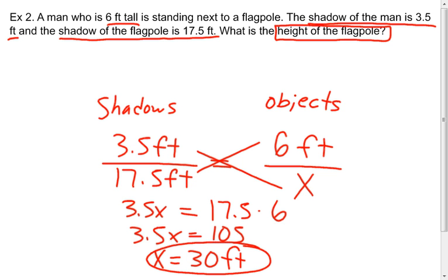Now, I'd never be able to use a tape measure or a ruler in order to figure out that a flagpole is 30 feet. But if I can measure my height and my shadow and the flagpole shadow, I can calculate how tall that flagpole would be.